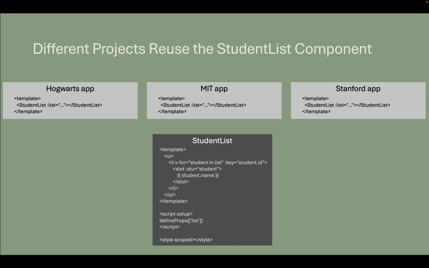So the custom logic should stay in the consumer components. That is the Hogwarts app, MIT app, and Stanford app. We should not put those custom logic in the student list component. That's why it is not a good idea to put the logic of making a student's name red in the student list component. The key is separation of concerns. Let me talk about the second reason for using scoped slots. Let's go back to VS Code.